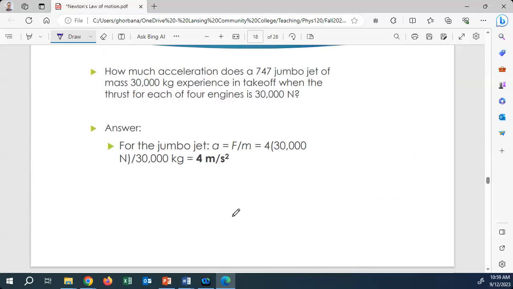Again, how much acceleration does a 744 jumbo jet of a mass of 30,000 kilogram experience in the takeoff, when the thrust force of each of the four engines is 30,000 Newton? Again, draw the situation.